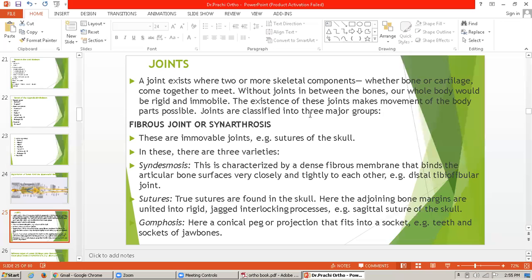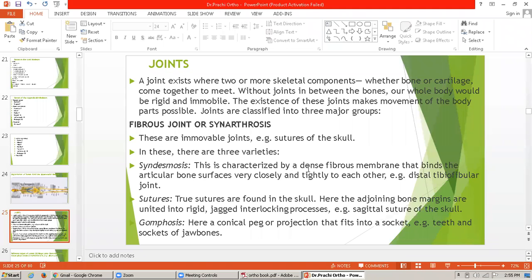And joints are classified into three major groups. That is, the first one is a fibrous joint or synarthrosis. These are immovable joints, for example sutures of the skull. In these there are three varieties. First one is the syndesmosis.